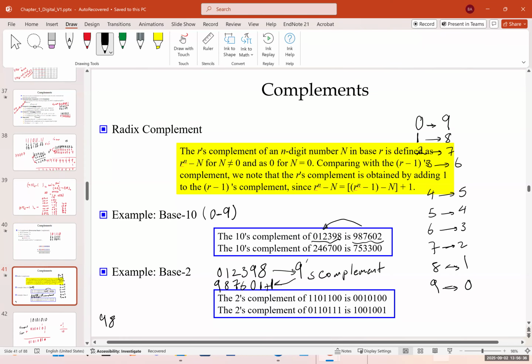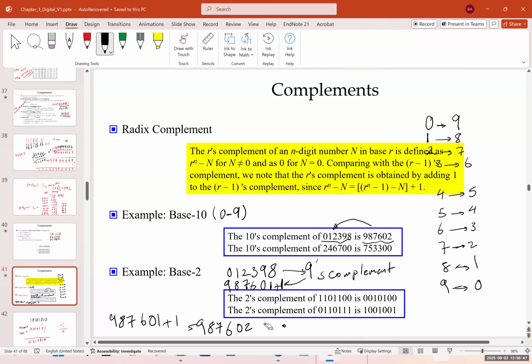So 987601 plus 1 is going to give you 987602, which is the 10's complement. It's called the 10's complement.